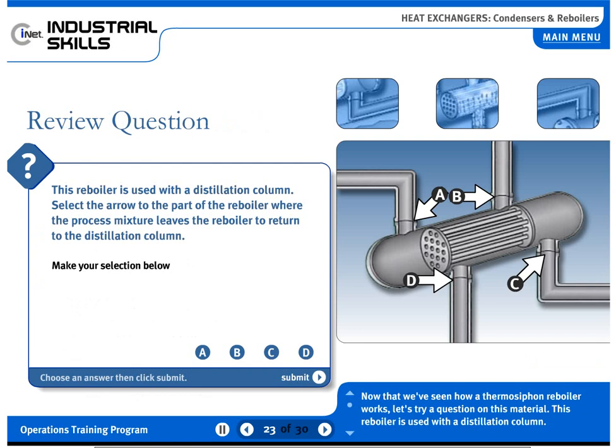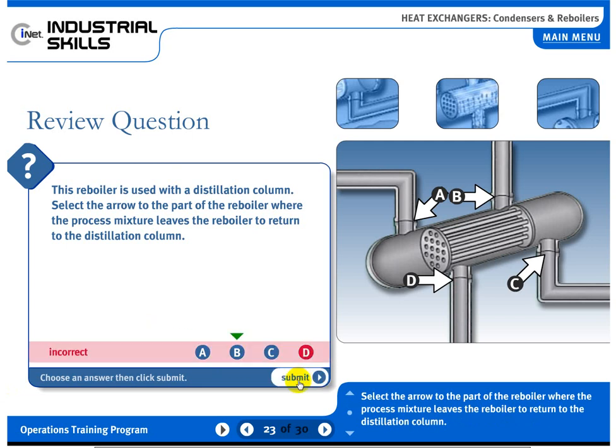This reboiler is used with a distillation column. Select the arrow to the part of the reboiler where the process mixture leaves the reboiler to return to the distillation column. That's incorrect. The mixture of heated liquid and vapor is less dense than the cooler process liquid, so it flows up and out of the reboiler on its way to the column.